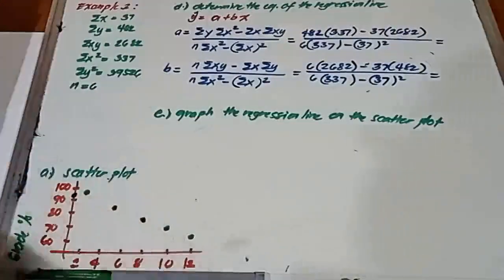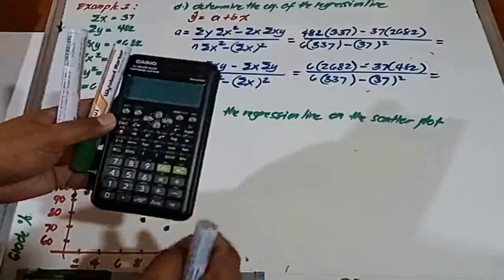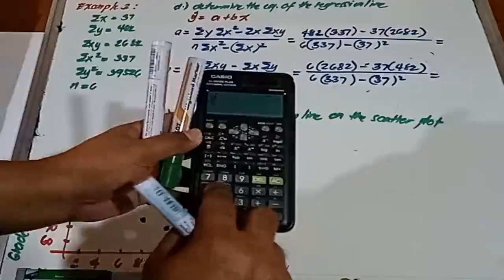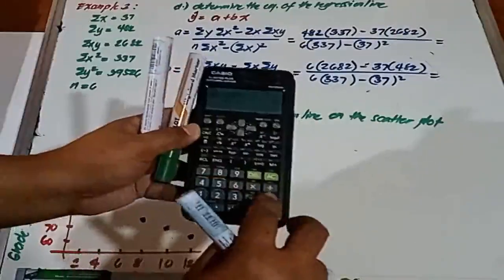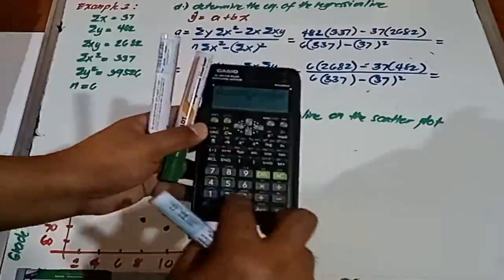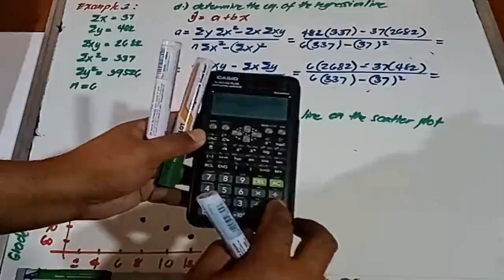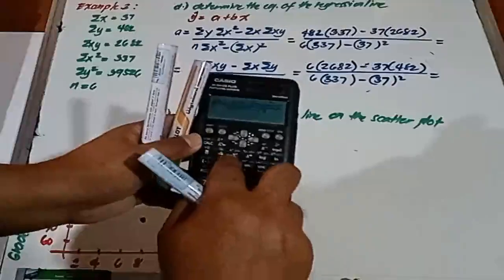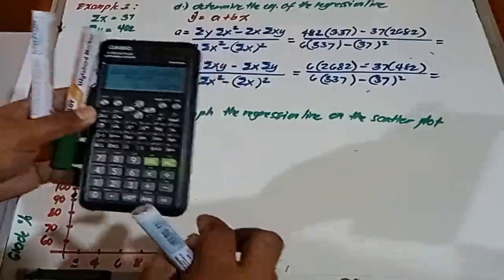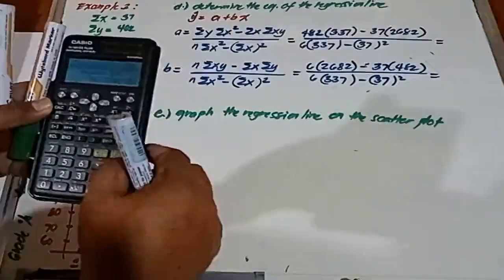squared. Now, gamit yung ating scientific calculator, we have 482, fraction, 482 times 337 minus 37 times 2682. Sa baba, you have 6 times 337 and then minus 37 squared equals, that is equal to 96.784.